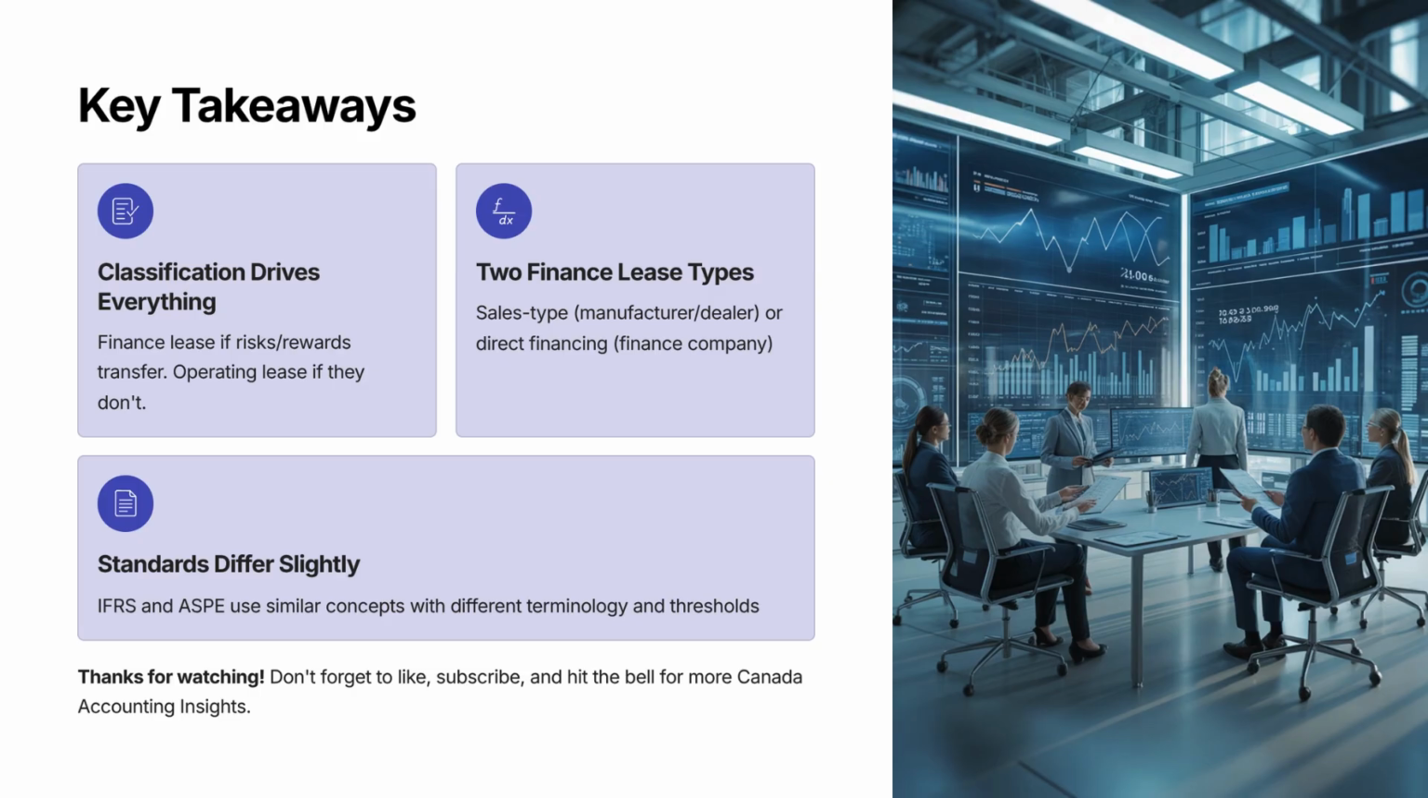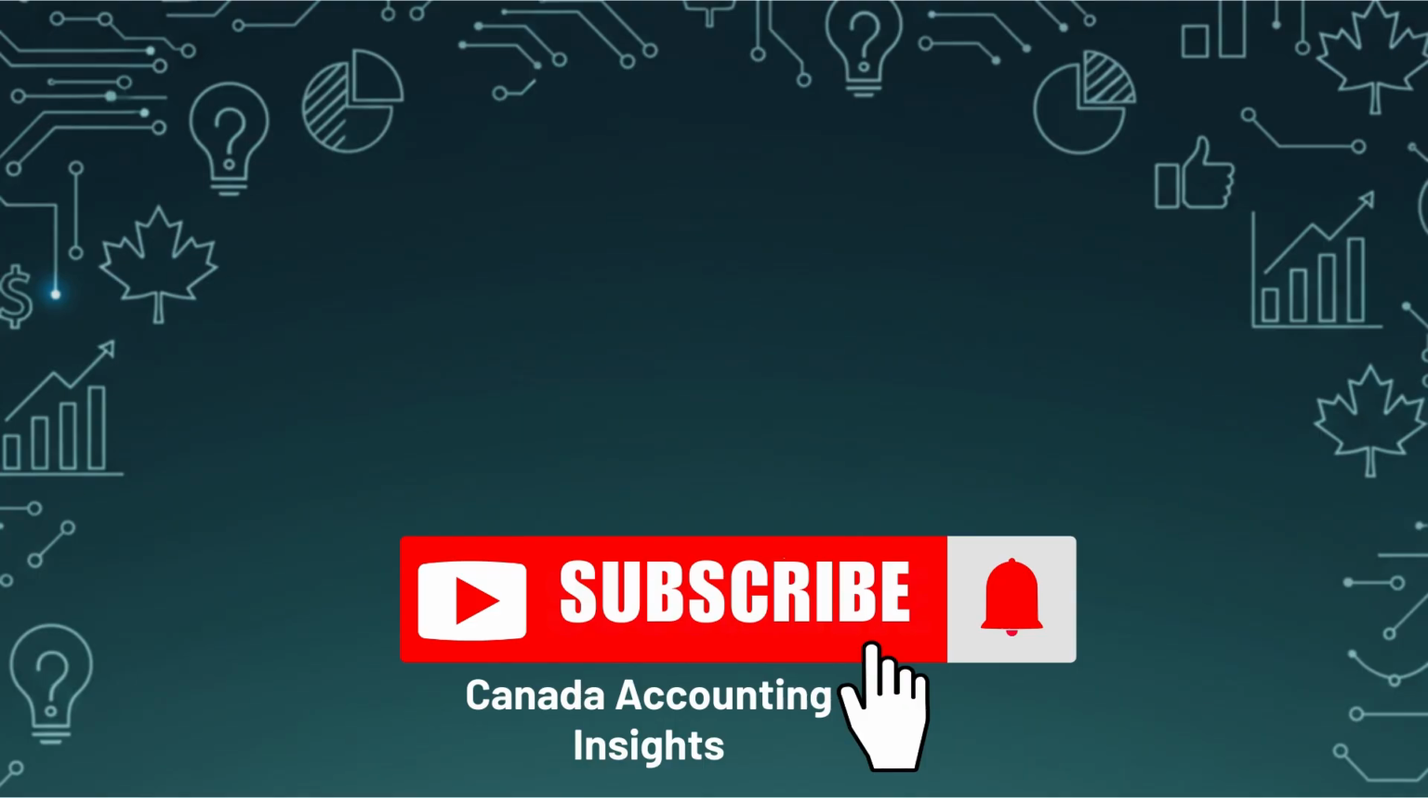All right, let's wrap it up. From the lessor's side, lease accounting depends on whether the lease transfers risks and rewards. If it does, finance lease. If it doesn't, operating lease. Finance leases can be either sales type, manufacturer or dealer, or direct financing, finance company. And under ASPE, the rules are very similar, just different terminology and criteria thresholds. Understanding this classification is key for CPA exams and for anyone analyzing financial statements involving leased assets.